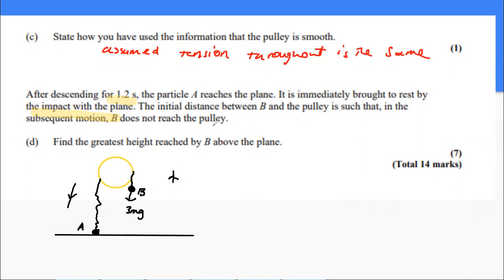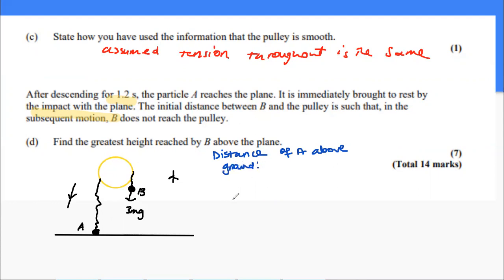So I'm going to work out first the distance of A above the ground. That's my first part to answering this question. I want to know the actual distance it needs to travel, because I need to know that to work out the greatest height that is reached by B. So let's work out the distance of A above the ground.